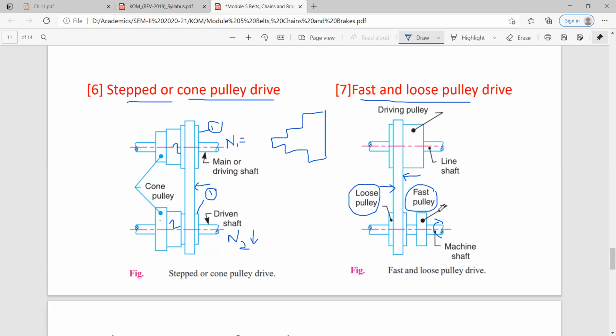So when it is desired, when you want to stop and start the machine without stopping the main supply. The same happens in the case of automobiles. Even if you do not switch off the engine, if you do not kill the engine, still the bike is able to be at rest position even if the engine is running. Okay, so that is the concept of fast and loose pulley drive.